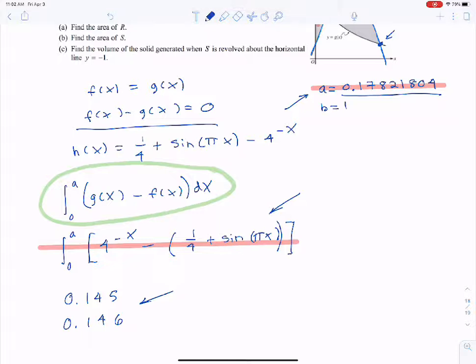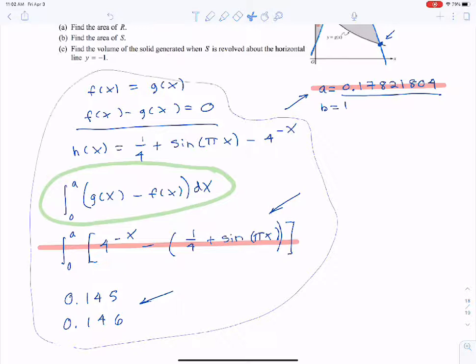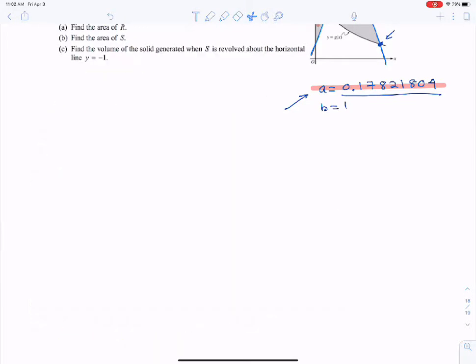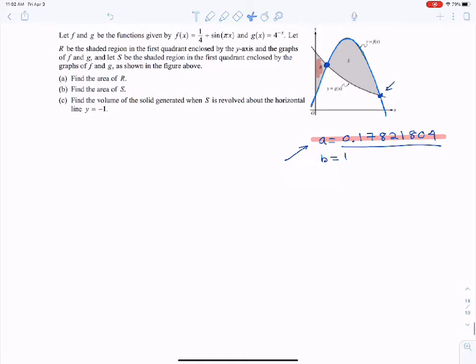Okay? In regards to letter A, do you have any follow-ups? Okay, let's go to B. I'm going to have to erase some stuff here. I need some room. Okay, B, find the area of S.